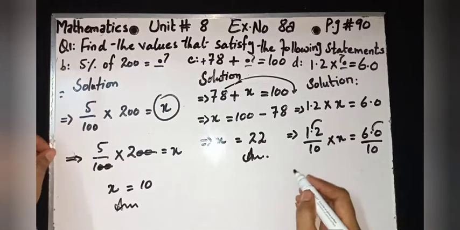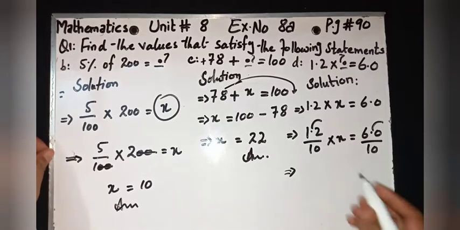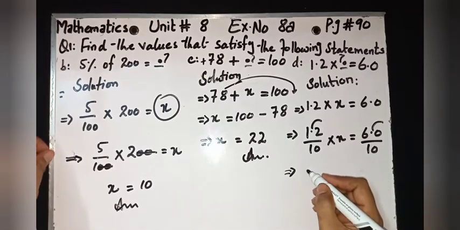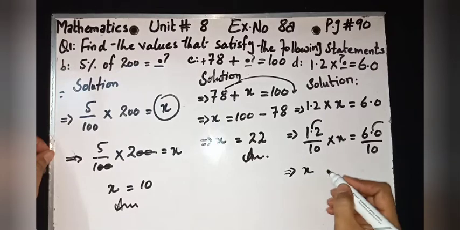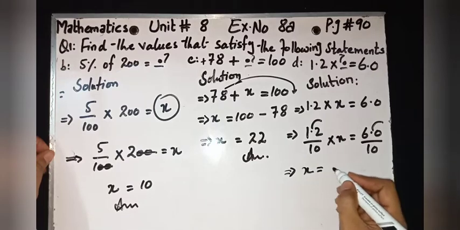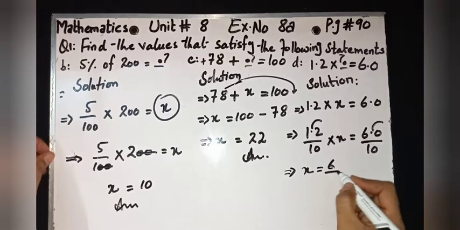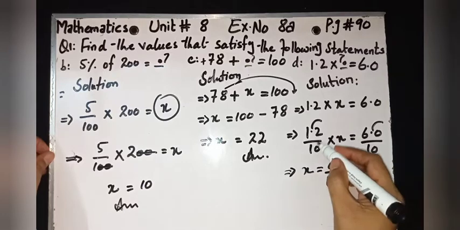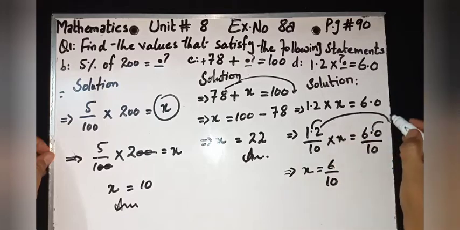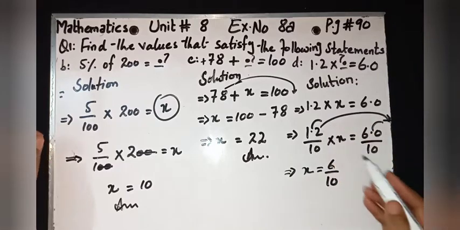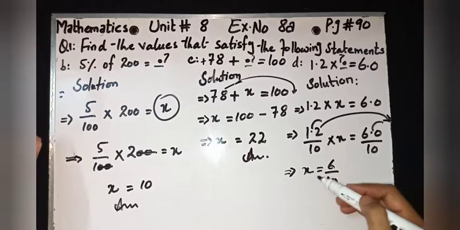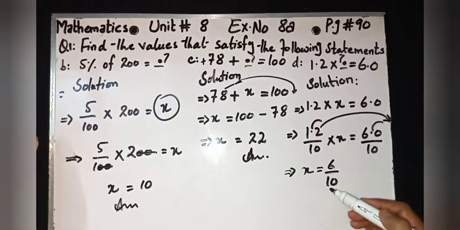Now in the next step, we shift. x is equal to 6.6 upon 10. This part we shift to the other side. Okay, x as it is copy, equal sign as it is copy, 6 upon 10 as it is copy.